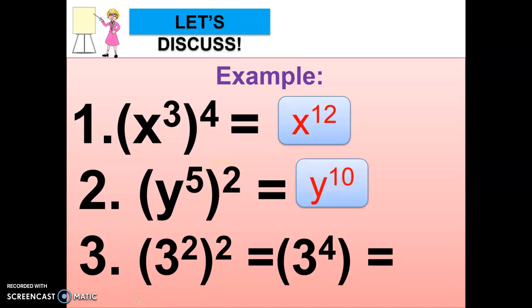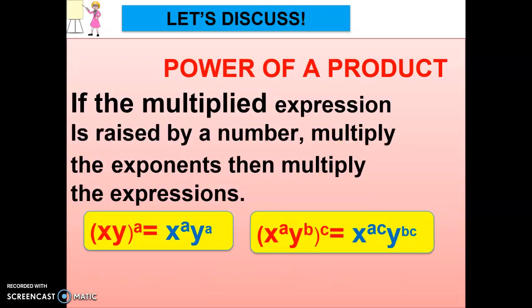So, ito na naman po tayo. So, ang third example natin ay hindi variable. So, as expected, evaluate natin sa dulo. So, 2 times 2 is 4. Kaya po siya naging 3 raised to 4. But, it is not yet the answer. Kasi ibig sabihin nito, i-multiply natin ang 3 ng 4 na beses sa sarili niya. So, 3 times 3 times 3 times 3 is 81. So, that is the answer.